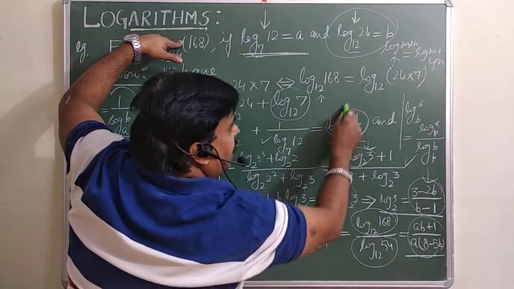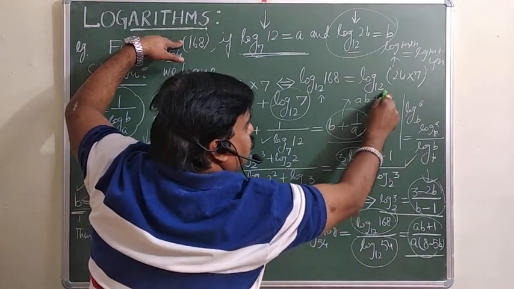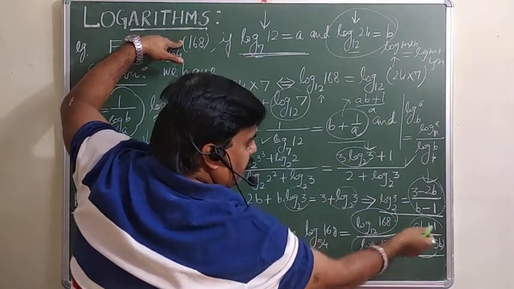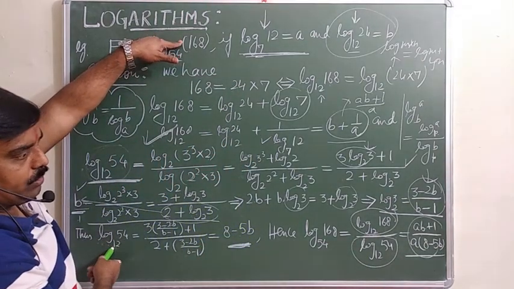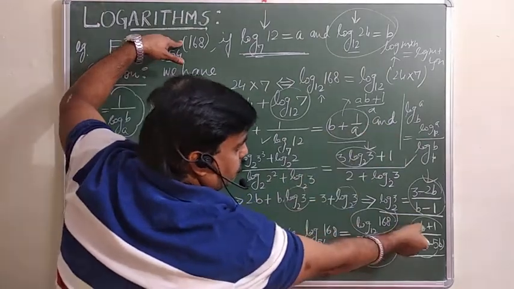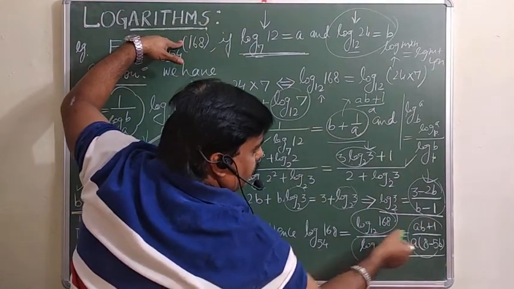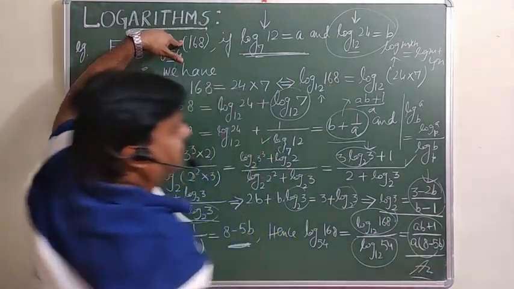Here you have to take the LCM. So it becomes AB plus 1 over A. Directly we have written it here. The log 54 over this one, you can put the values there. So A plus B over A into this one you will get. And this is your answer. Have a look.